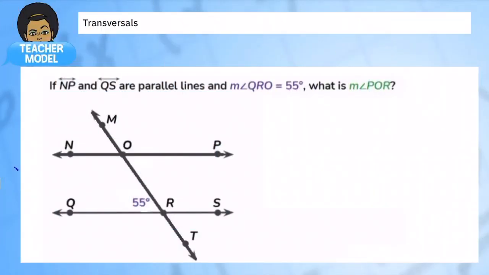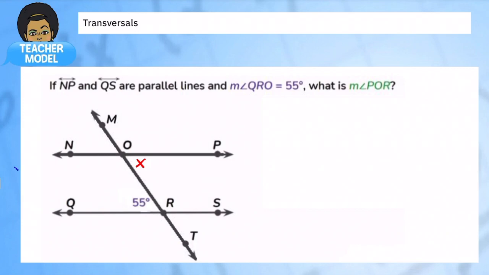In this problem, we're going to try and find the measure of angle POR. So let's identify it, P, O, and R. So I'm looking for this angle over here. Let's put it as our X for now. And again, we have our two parallel lines, NP and QS, and they are both cut by a transversal. It goes through both parallel lines at O and at R. And let's start with the first term that we learned about, which was a corresponding angle.